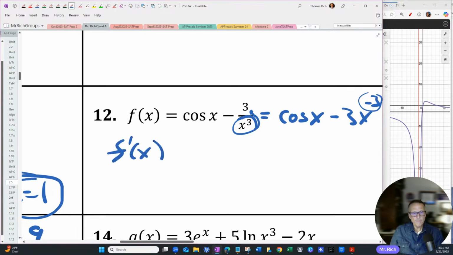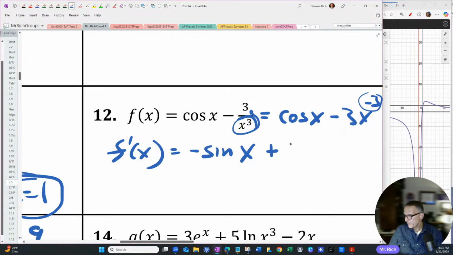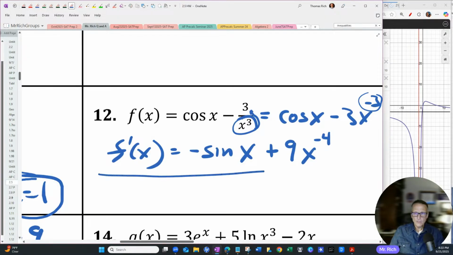So the derivative, f prime of x: I have to take the derivative of cosine. The derivative of cosine is negative sine of x. And then the derivative of negative 3x to the negative 3 would be a positive 9, because I would be taking the negative 3 exponent times the coefficient negative 3, which makes a positive 9. And then I would reduce that exponent from a negative 3 down to a negative 4. And so this becomes the derivative of f of x.